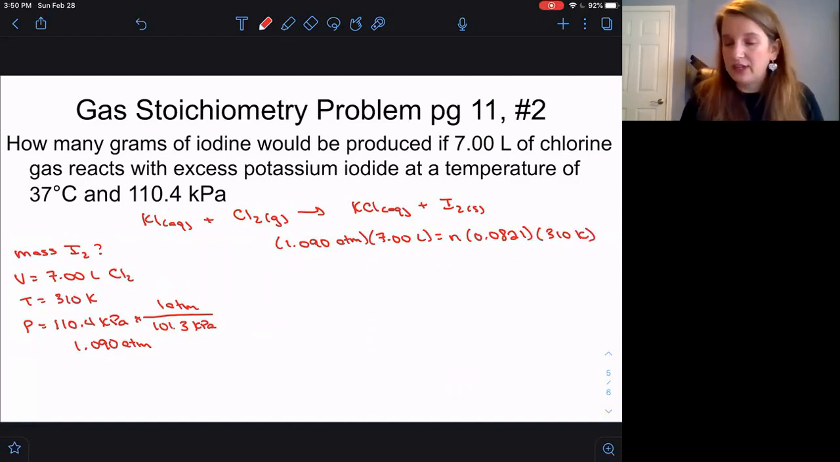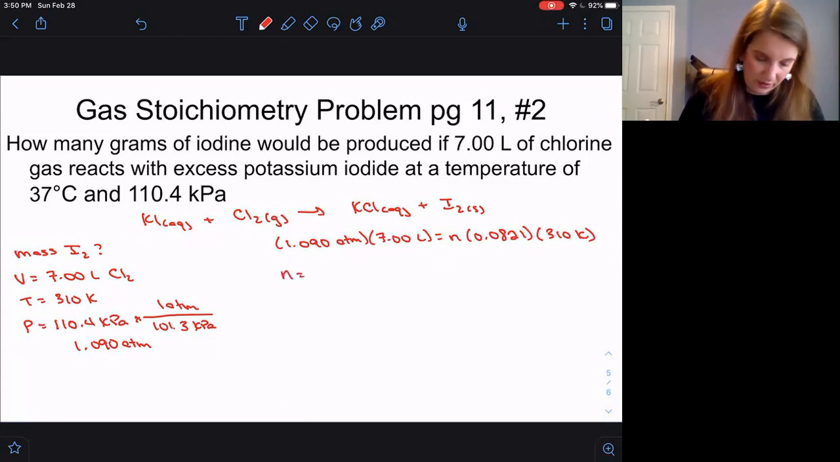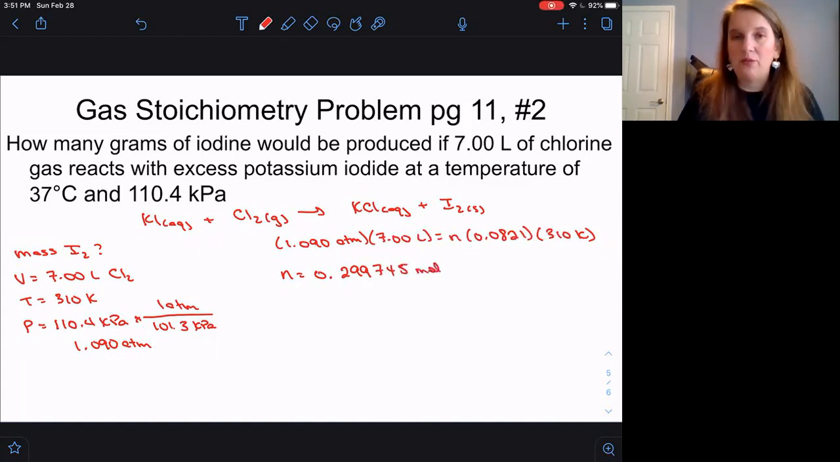So in order to solve for n here, we're going to take our left side and divide it by our right side. So I'm going to have our pressure that we just calculated times 7 divided by 0.0821 divided by 310. So that means that our moles are going to be 0.2997. I'm not going to write all of these up there. Moles. Now, what are these the moles of? Since we had the volume of Cl2, that means that these are the moles of Cl2.